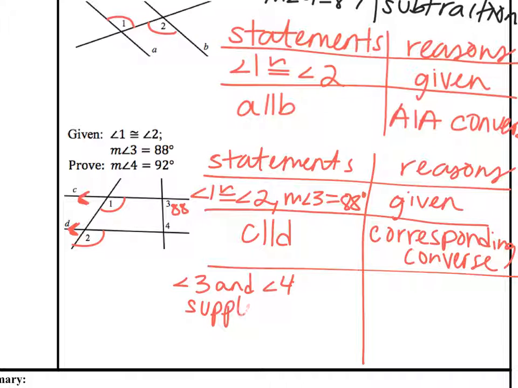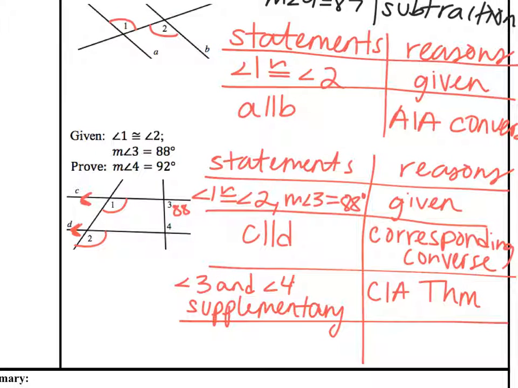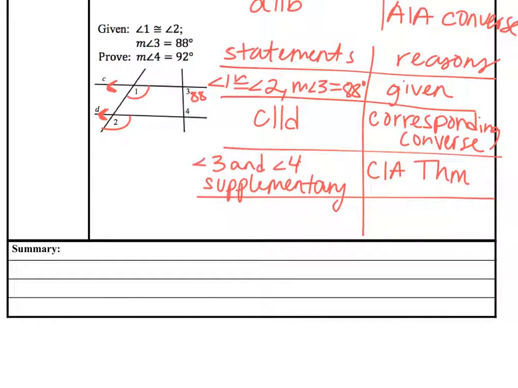So angle 3 and angle 4 are supplementary. You can use the regular one for this because you know you have parallel lines now. So this is because of the consecutive interior angles theorem, not the converse. Can you please do the rest? If you're not sure what to do, then look at the other 2 proofs that are exactly like it. I'm going to finish the proof if you want to check your work.